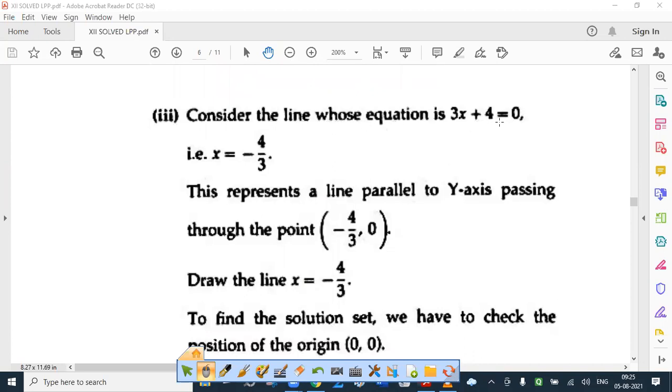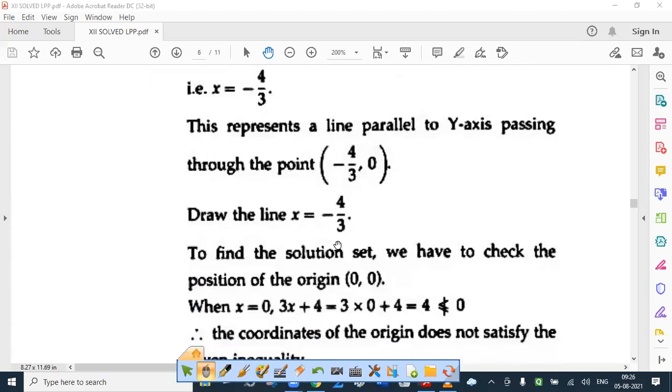Consider the line whose equation is 3x plus 4 equal to 0. See, I have already told you that first we have to consider an equation corresponding to the given equation. And that being a linear equation, its graph is a straight line. And as I said, that line divides the plane into two half planes, h1, h2. And we have to decide whether h1 is to be considered or h2 is to be considered. So x equal to minus 4 by 3. This is a line which is parallel to y-axis. Passing through which point? Passing through the point minus 4 by 3, 0. Right? So that line is drawn.